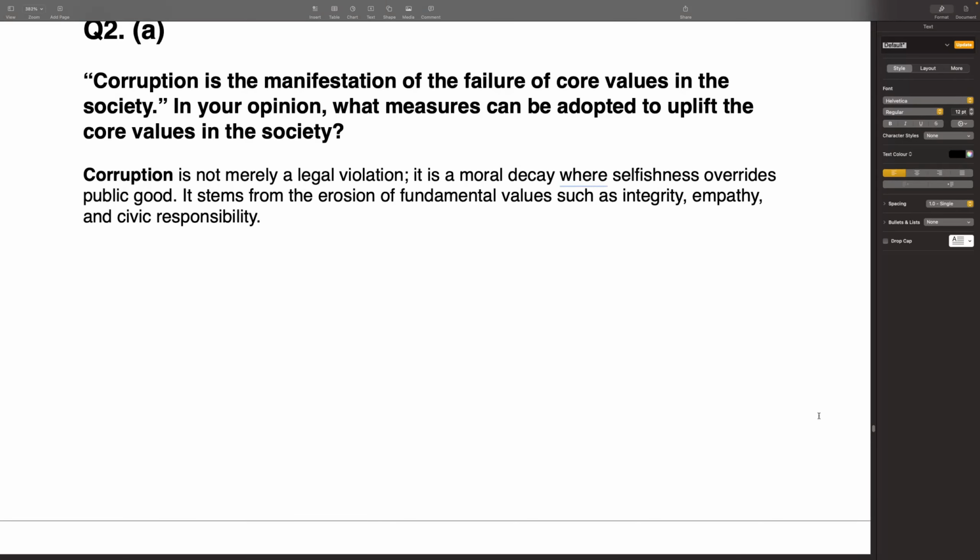Corruption is the manifestation of the failure of core values in the society. In your opinion, what measures can be adopted to uplift the core values in the society? Corruption is not merely a legal violation, it is a moral decay where selfishness overrides public good. It stems from the erosion of fundamental values such as integrity, empathy, and civic responsibility.